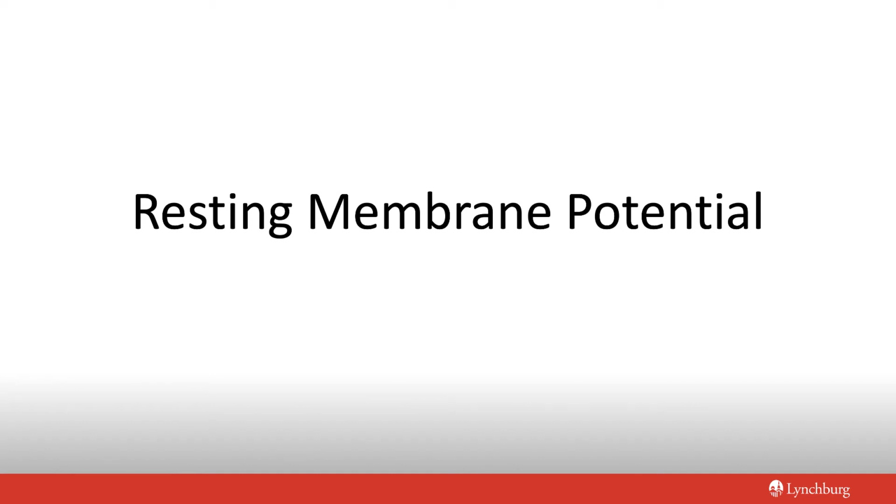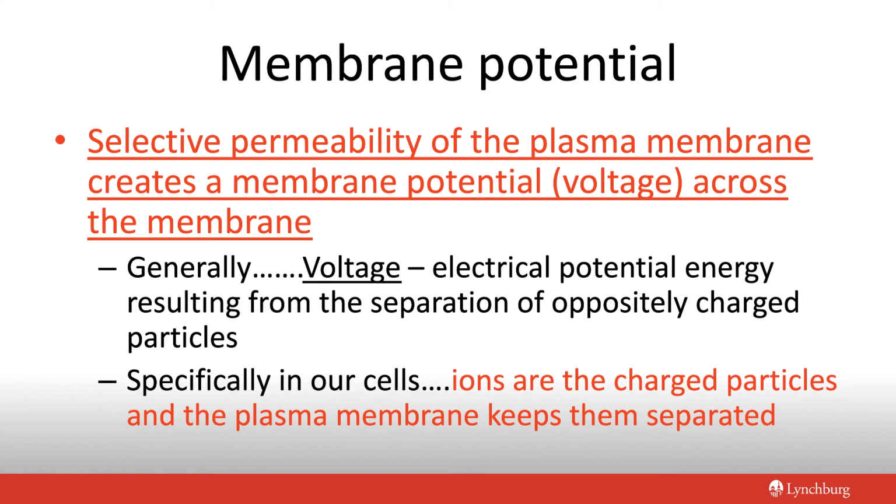So we're going to do a brief review of resting membrane potential. Resting membrane potential is basically based on the fact that the plasma membrane is selectively permeable. And so what ends up resulting is a membrane potential, or difference or separation of charged particles across the membrane. We define that as voltage, which is electrical potential energy that results when we take oppositely charged particles and separate them across the plasma membrane. So in our cells, ions are the charged particles that we separate across the plasma membrane.